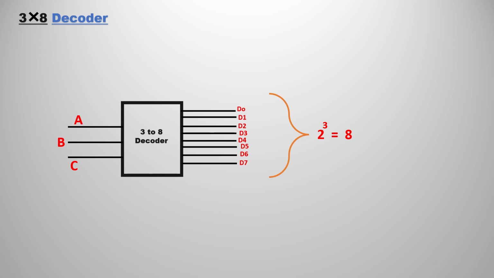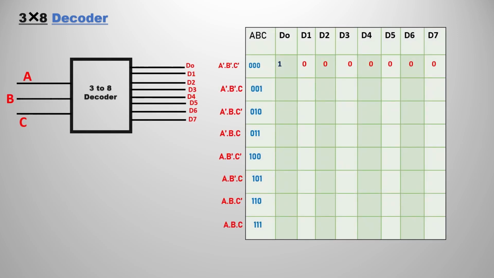So the next decoder is the 3 cross 8 decoder. If you observe in 3 cross 8, the 3 represents 3 inputs, and 8 represents 8 outputs. So the inputs are A, B, C, and the outputs are from D0 to D7, 2 cube, that is 8 outputs. In a similar fashion, we are going to fill the truth table as well.